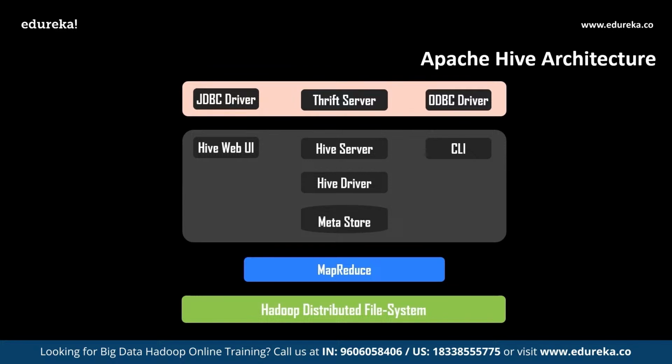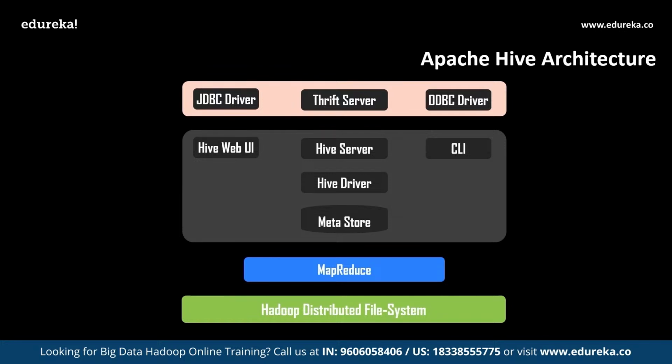Followed by that, JDBC driver. It is used to establish a connection between Hive and Java applications. The JDBC driver is present in the class org.apache.hadoop.hive.jdbc.HiveDriver. Finally, we come to ODBC driver. So what exactly is ODBC driver? ODBC driver allows the applications that support the ODBC protocol to connect to Hive.